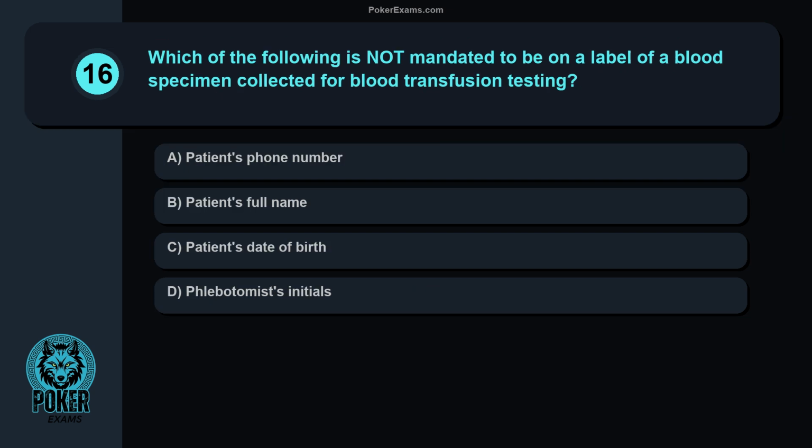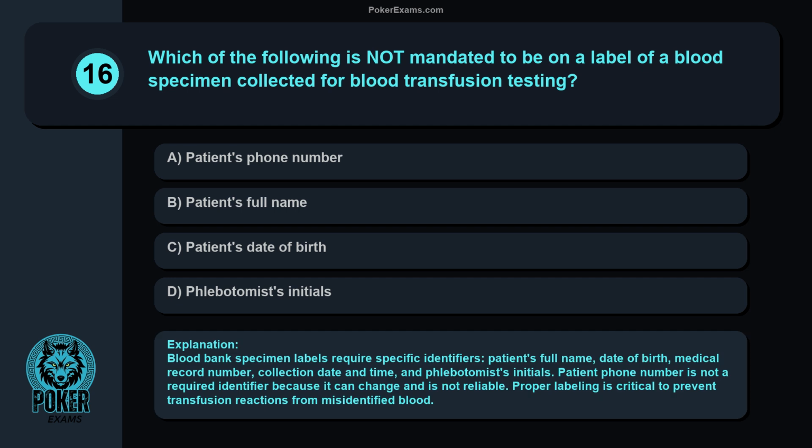Question 16. Which of the following is not mandated to be on a label of a blood specimen collected for blood transfusion testing? Patient's phone number, patient's full name, patient's date of birth, phlebotomist's initials. Blood bank specimen labels require specific identifiers: patient's full name, date of birth, medical record number, collection date and time, and phlebotomist's initials. Patient phone number is not a required identifier because it can change and is not reliable. Proper labeling is critical to prevent transfusion reactions from misidentified blood.